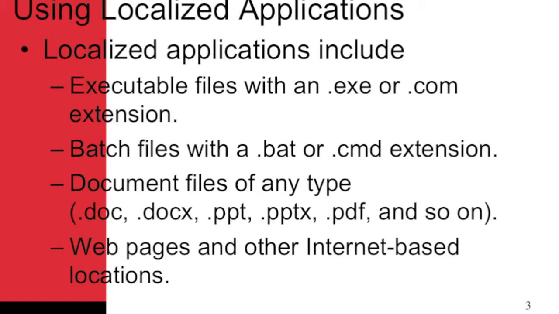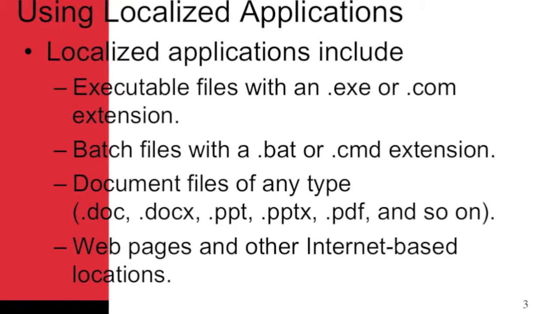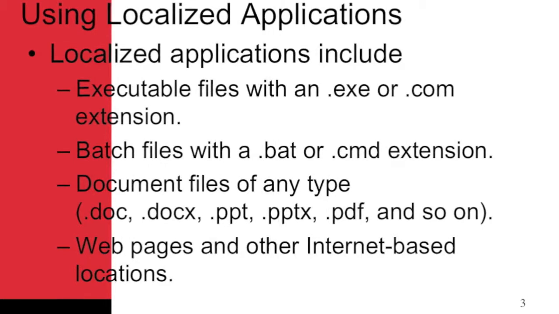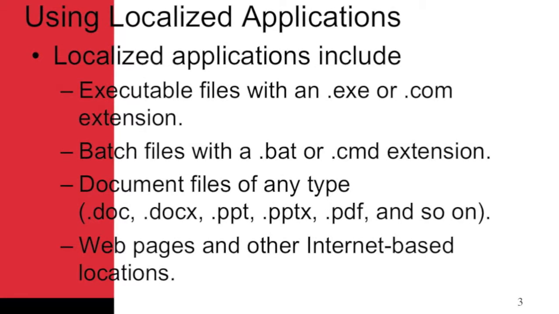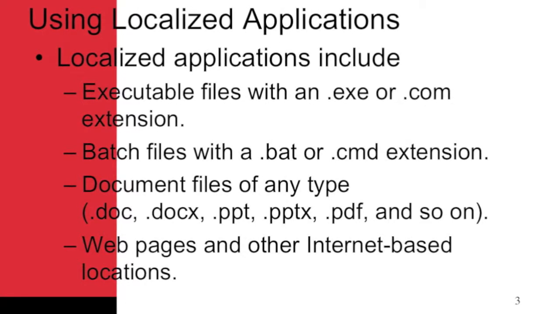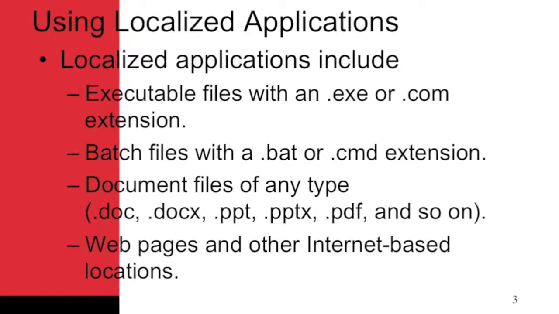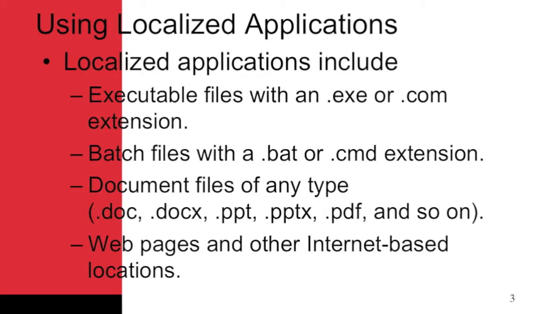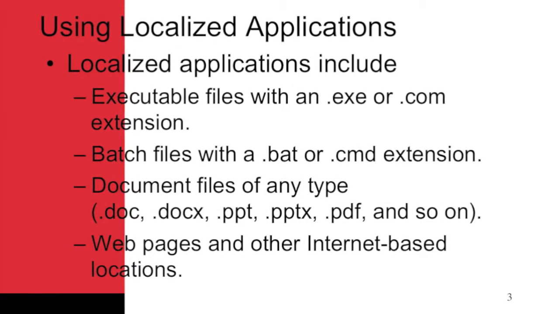Applications can be installed locally or they can run from the network. In this chapter, you will learn about both application types. Localized applications are programs that are installed and run on the local machine. These applications are the traditional application types, and they are accessed through shortcuts or by directly accessing the application program files. Localized applications include executable files with an extension of .exe or .com, batch files with an extension of .bat or .cmd, document files like the .doc for Word or .ppt for PowerPoint, web pages, and other internet-based applications.